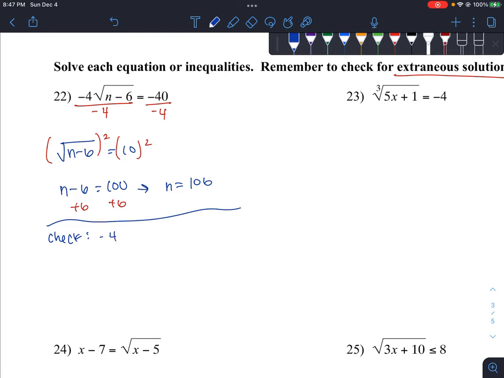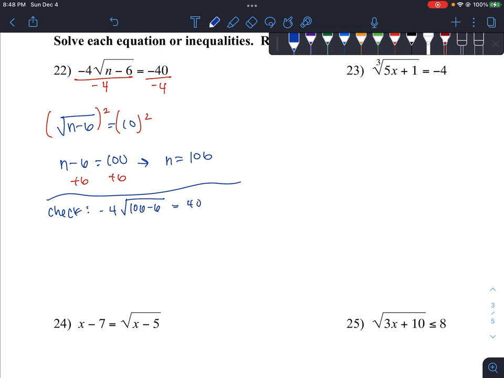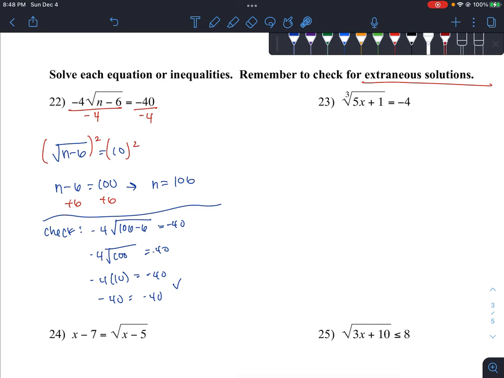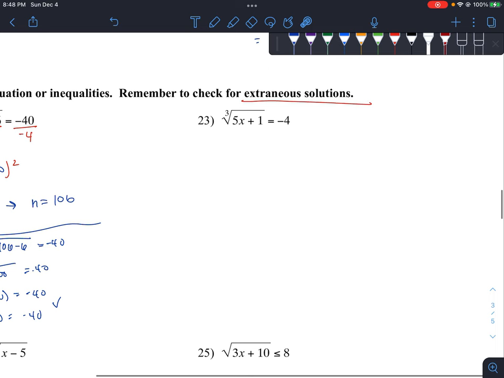You can always plug it into your calculator, but that's going to be -4 square root of 106 minus 6. Is that going to be equal to -40? So this is going to be -4. Well, 106 minus 6 is 100. And then I get -4 times 10, that should be -40, and that's equal to -40. So it looks like it does check out. Now, it's not required that you show how you check your answer, but if something is not a solution and you leave it as a solution, you will be marked for it. So just so you know.